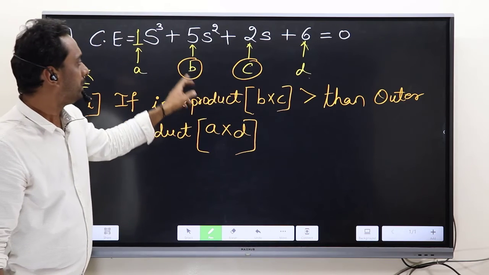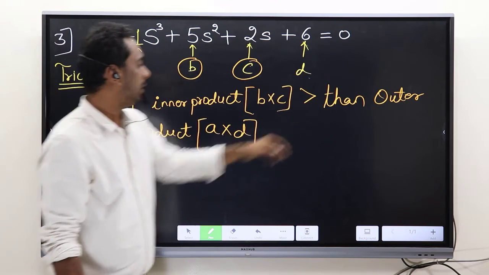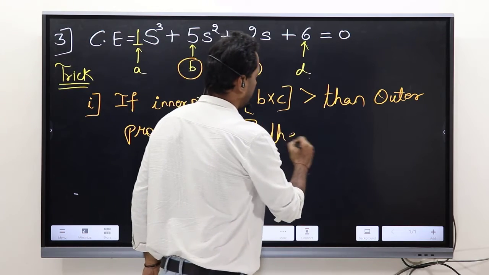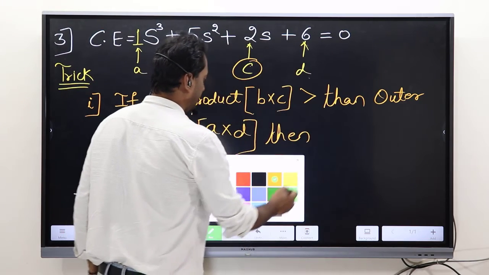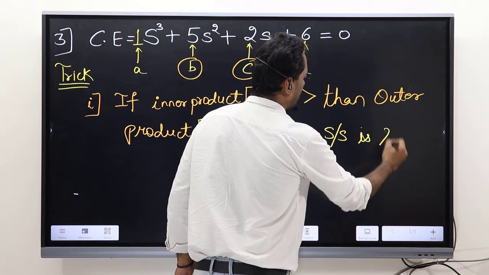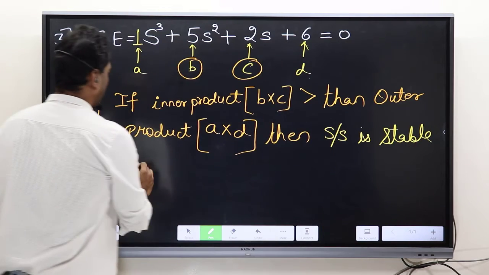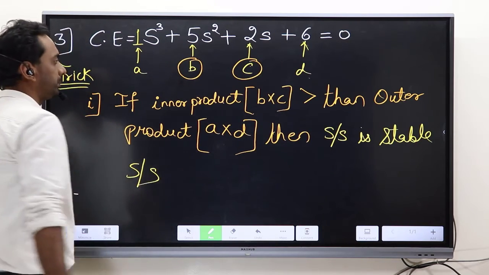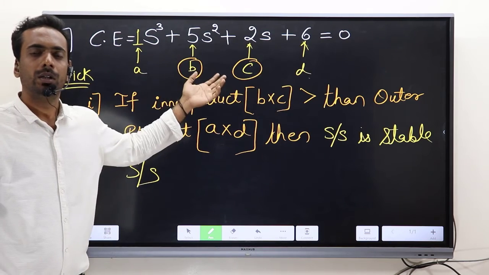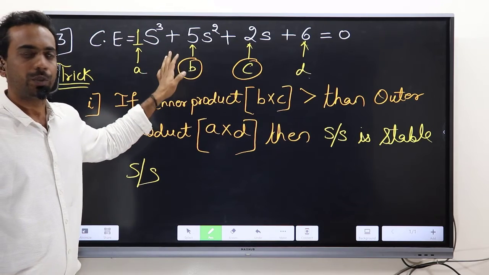If the inner product, which is B and C multiplied, is greater than the outer product, which is A into D, then the system is stable. Very simple. No need to find the roots. No need to do the Routh's table. It is only valid for a cubic equation, right?